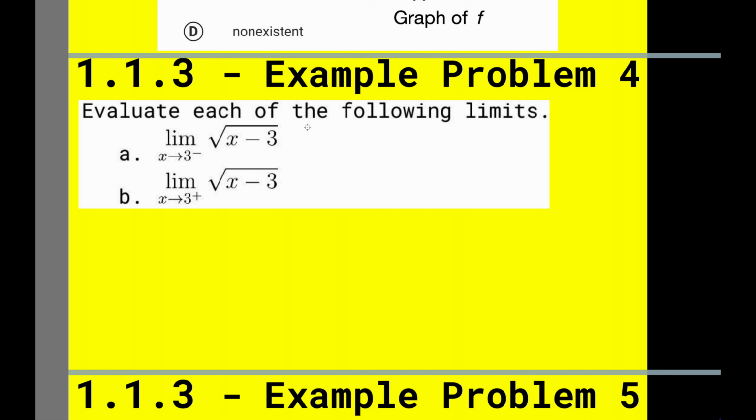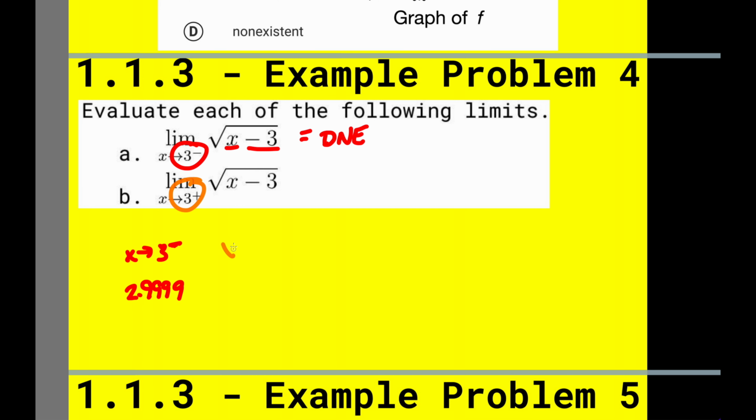Example problem 4. Okay, this one gets a little trickier because you end up with a square root of a negative on one of these. Namely that first one, A, it says the limit as x approaches 3 from the left. Well, if x is approaching 3 from the left, that's values like 2.99999 and so on. So if you subtract that 2.99 repeating minus 3, you're going to have a square root of a negative. There are no imaginary numbers in calculus, not this class anyway, so we're not going to deal with imaginary numbers, complex numbers, that sort of thing. So this one's just going to be DNE, okay, because you can't do the square root of a negative.